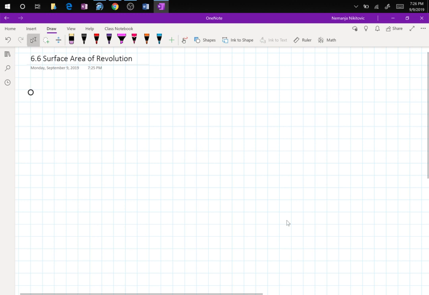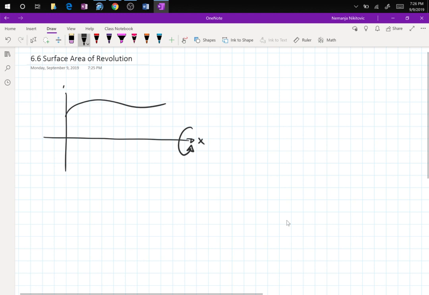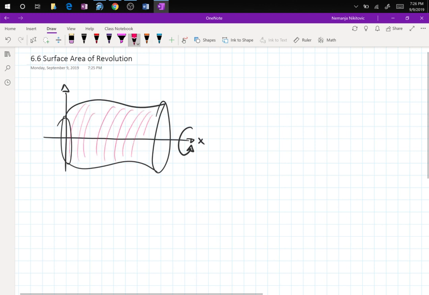So if I have some kind of a function f of x, and I rotate this around the x-axis, I will get the same function on the other side. And there will be an area over here. So we are calculating the area that wraps around the object.